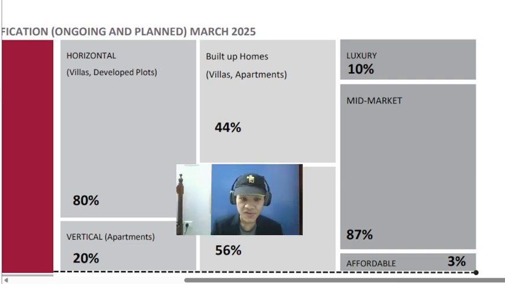I don't know. 87% is in the mid market, so they are operating in the mid market section of the real estate industry. So in the mid market section, 80% is horizontal, villas and all. So moving on. Now this is page 38.